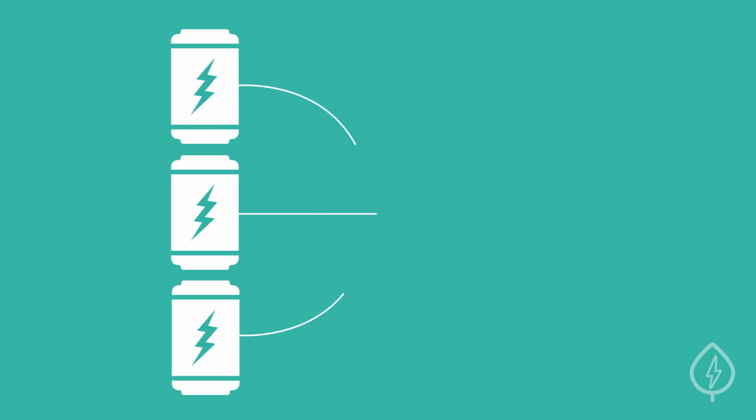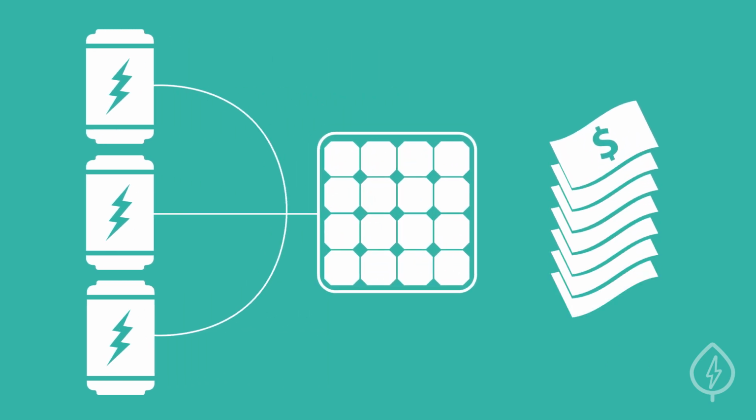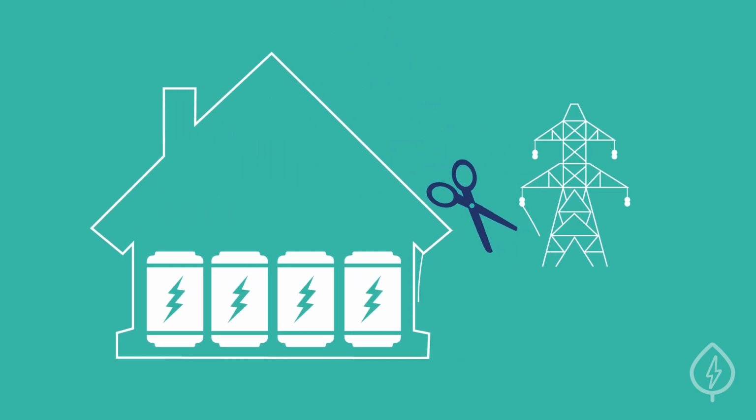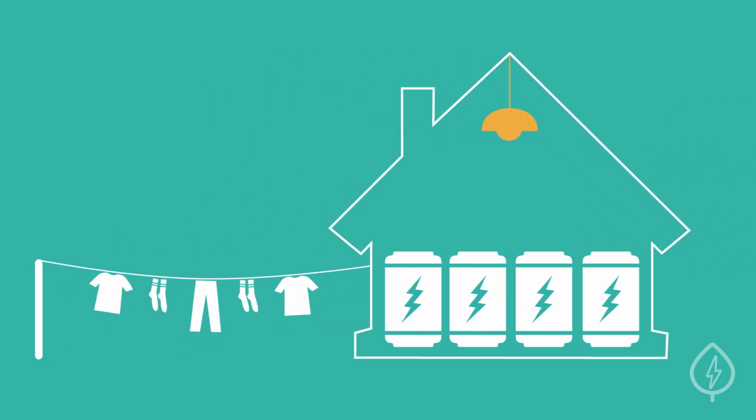Adding multiple batteries to your solar panel system will cost tens of thousands of dollars. Unless your home is very small and energy efficient, you'll need a lot of batteries to go fully off the grid. You'll also need to change your daily habits so that you consume as little electricity as possible.